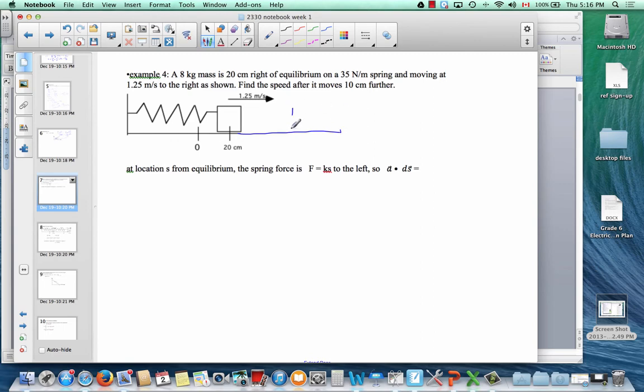So here we are. It's going to be over here, 10 centimeters further, so it'll be at 30 centimeters. Now this is a simple enough problem to do by energy conservation. It's just a physics 11 problem, but let's try and do it by integration using calculus.